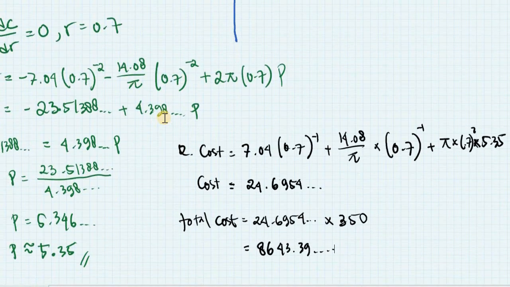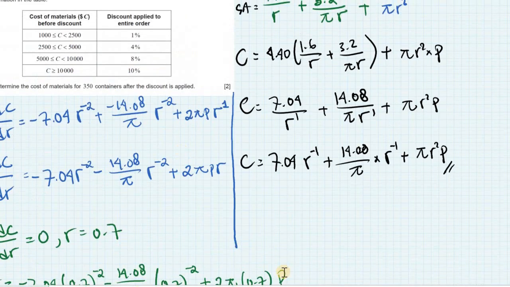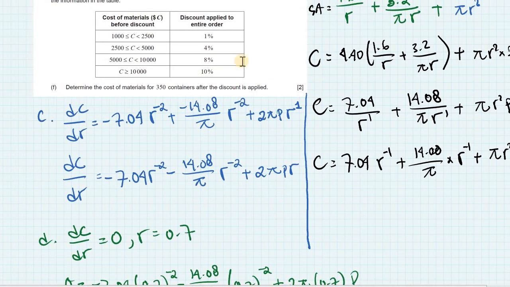So the total cost is approximately $8,643. Oops, that's very bad. Dollar sign. Okay, there you go, that's the total cost. That's question E. What's question F? Next question.